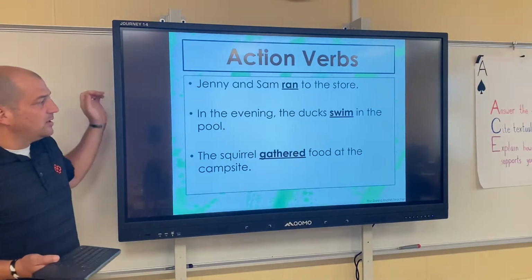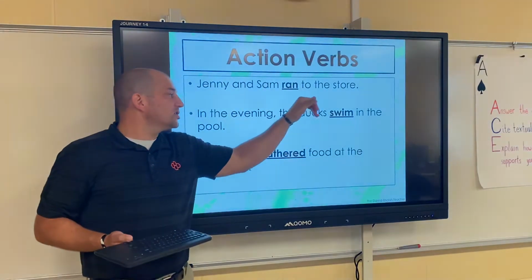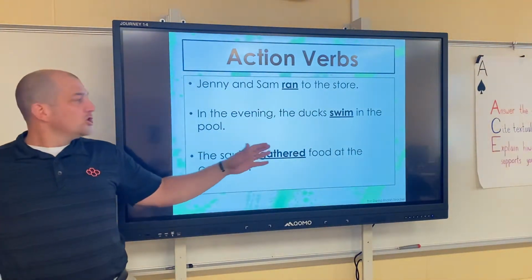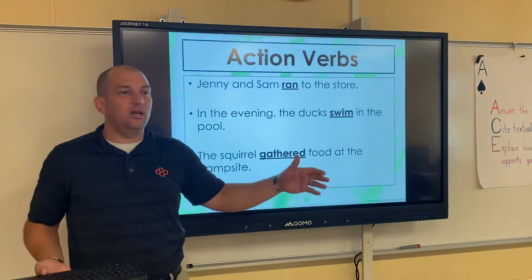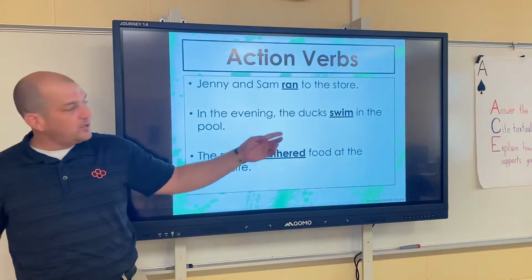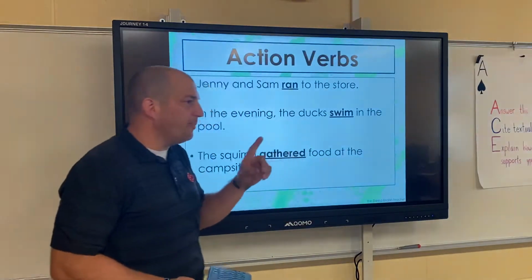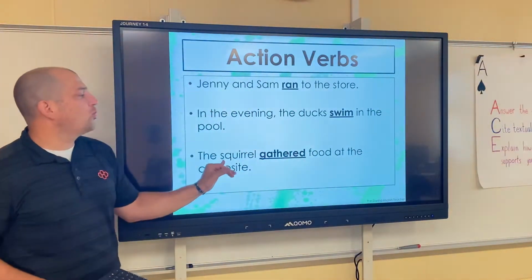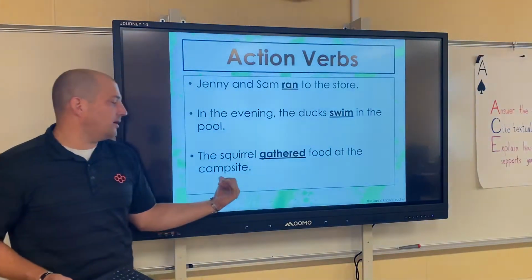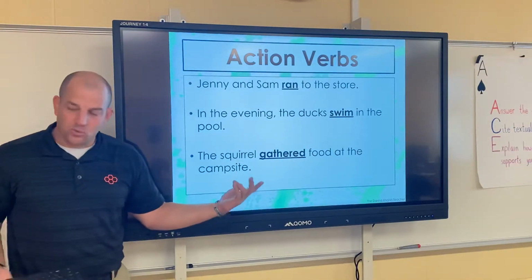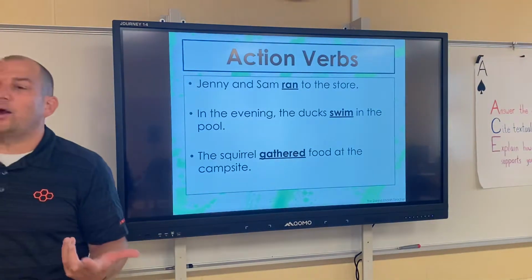Perfect. In the evening, the ducks swim in the pond. Swim is the action that who is doing? Ducks. That's right. See how the verb and the noun go together. Very important that we understand this. The squirrel gathered food at the campsite. Squirrel. Thank you. The squirrel is the one gathering the food.